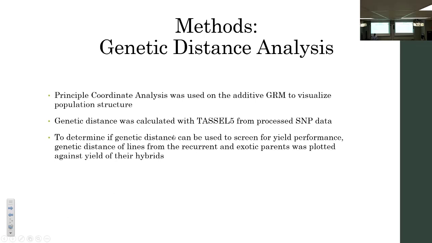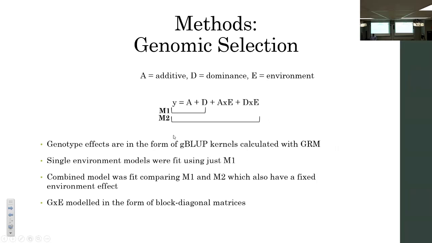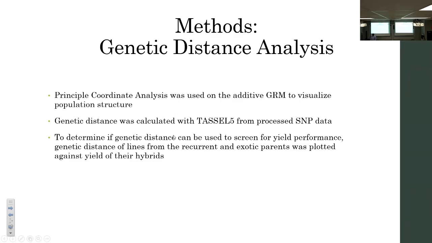So in order to start trying to screen this material, as I said, with genomic information, we did a little bit of a genetic distance analysis. First we plotted the additive genomic relationship matrix using principal coordinate analysis, just to give us an idea of what the population structure looks like, how those males relate to their recurrent parent and their introgression parent. And then genetic distance was calculated with TASSEL 5.